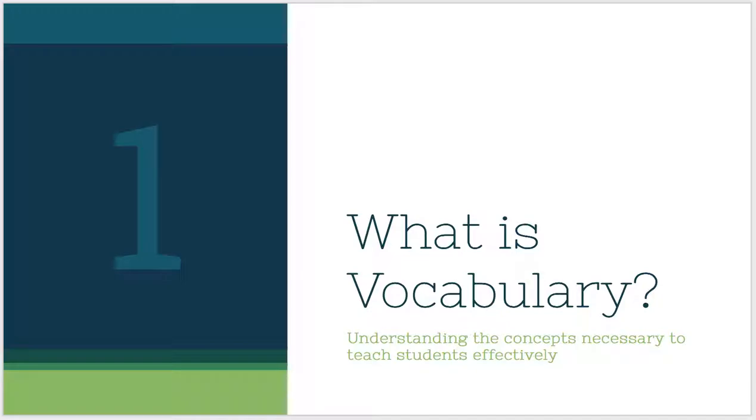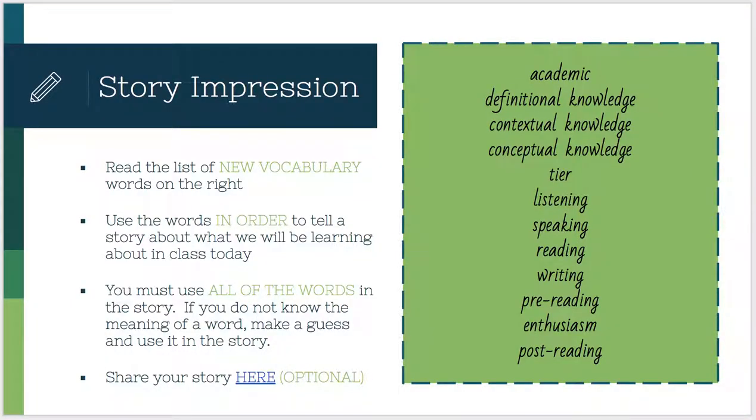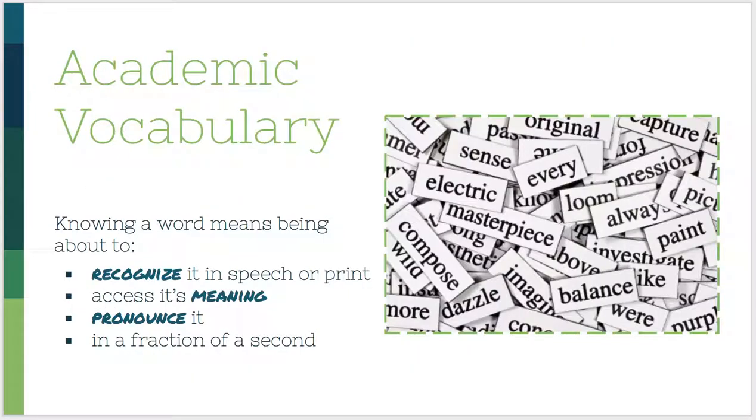Our first topic is what is vocabulary, and this will be really going through the concepts necessary to teach students vocabulary skills effectively. We have a couple slides to read. We have a story impression, and a story impression is a strategy that you would use if you were teaching vocabulary to your own students, where you give them a list of words, and this can be for a fiction text or a nonfiction text, and you make them link them together to make a story. So I've given you a list of words that we're going to be working through this week. I want you to make a story using those words and then see if you use the words correctly.